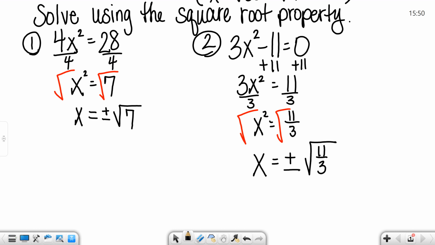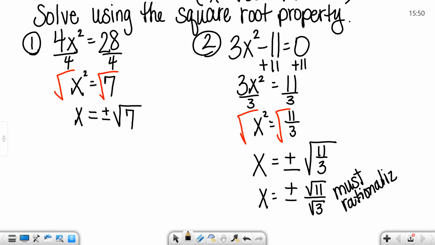over 3. Now, earlier in this chapter, in chapter 10 actually, we learned that really that says the square root of 11 divided by the square root of 3, and you cannot do that. You cannot leave a radical in the denominator. So if you were to try to type this in your answer box for my math lab, it would tell you that you are wrong, because we must rationalize. We went through a whole lesson of that.